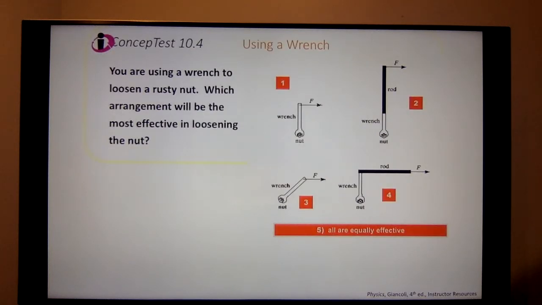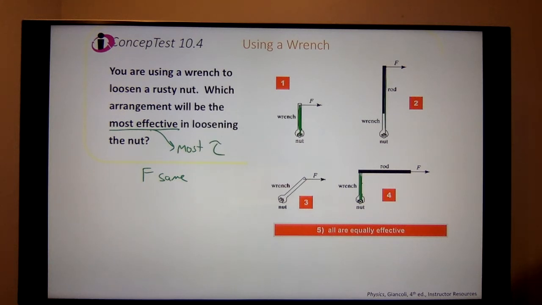Some questions. You are using a wrench to loosen a rusty nut. Which arrangement will be most effective in loosening the nut? Most effective would be which one is going to give you the most torque. So looking at our options, notice F is the same for all of these. Force is the same. So which one has the longest R perp? So in this case, R perp is this line. In this case, R perp is still that line. So R perp is the same for 1 and 4.